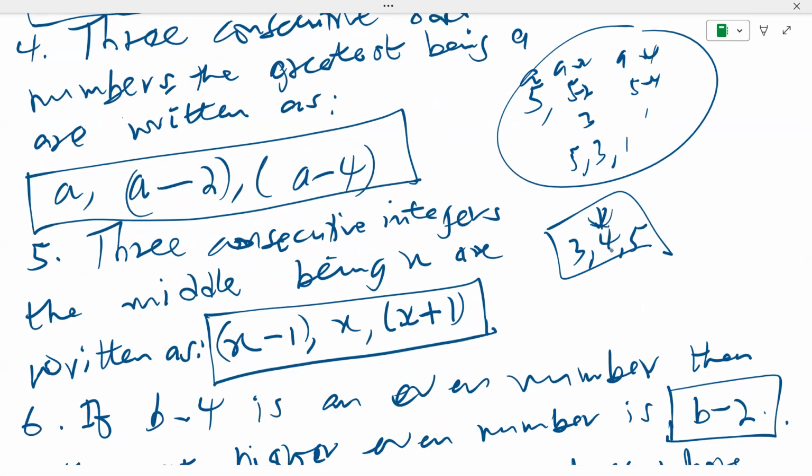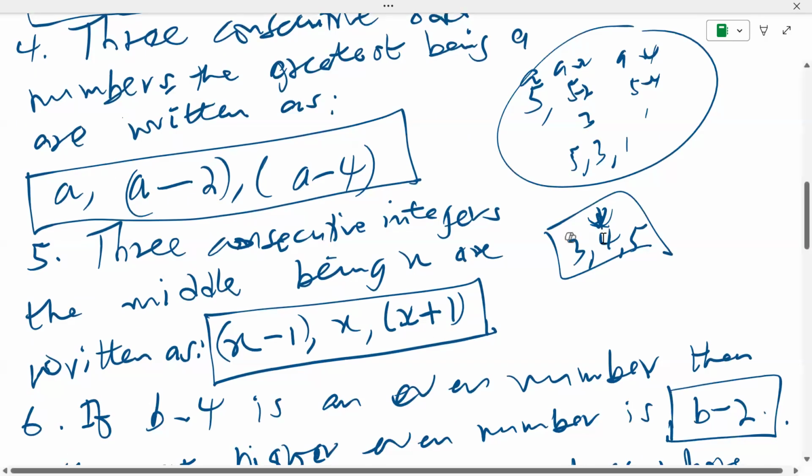So if 4 is the middle number, then on the left-hand side we subtract 1, on the right-hand side we add 1, so we get 3, 4, 5. If this is my 4, then 4 minus 1 gives me 3, 4 plus 1 gives me 5. And that's how we generate consecutive numbers when the middle is given.